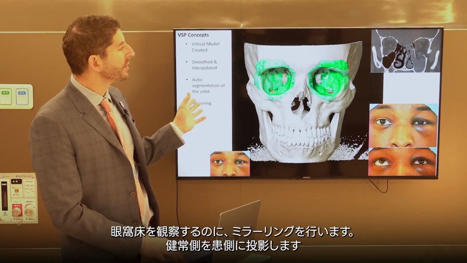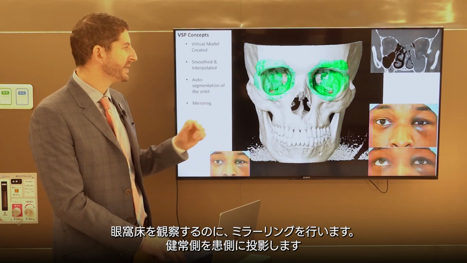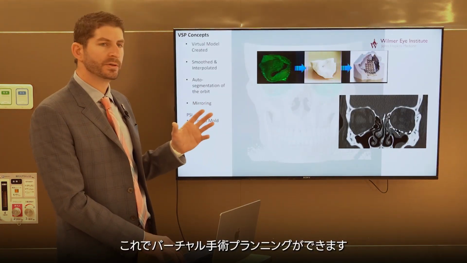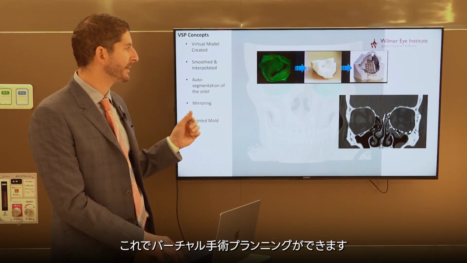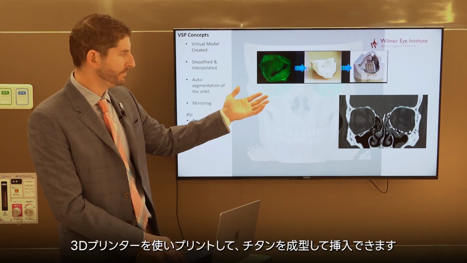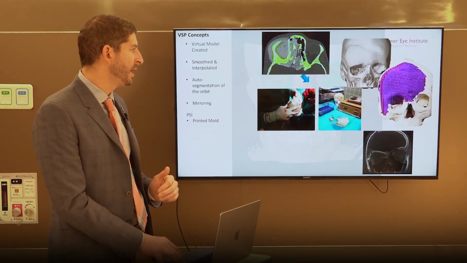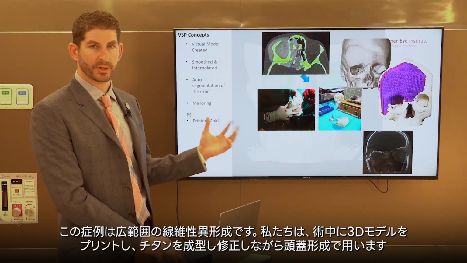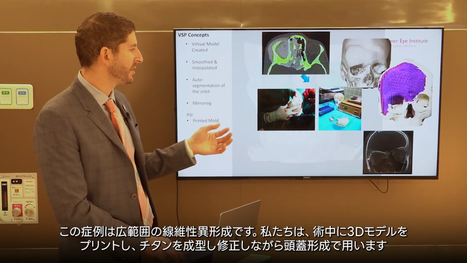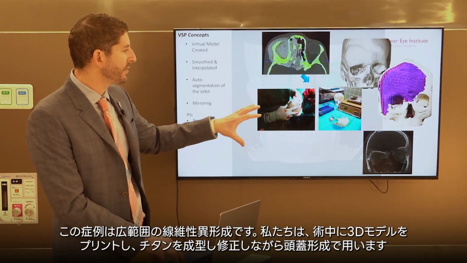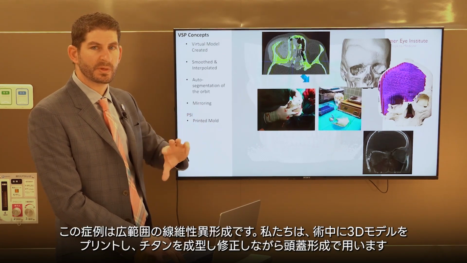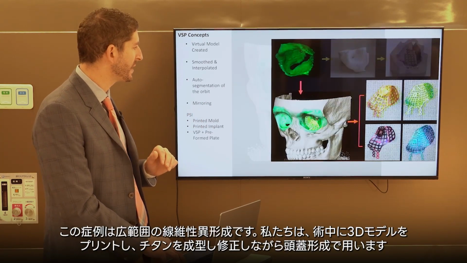Then we do something called mirroring, where we take the good side and mirror it over to the bad side. And from there, you do your virtual surgical planning. You can print it with a 3D printer, then bend titanium to it and sterilize the titanium. You can print the model in a material that you can use intraoperatively. This is a case of very large fibrous dysplasia. We had a 3D model printed during the surgery and we just bent the titanium to it for a cranioplasty.